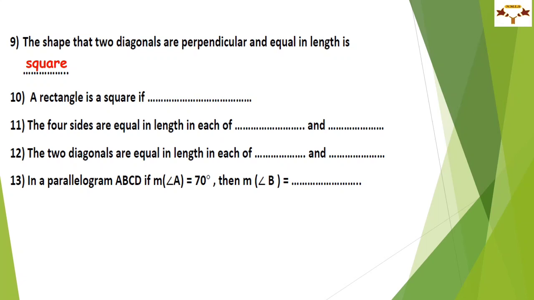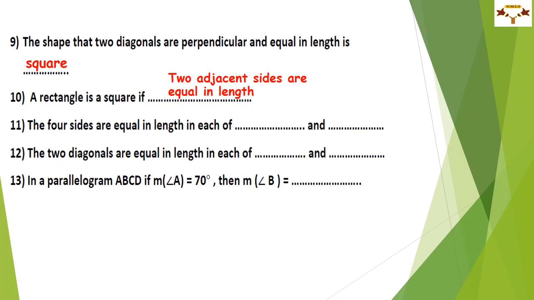Number 10. A rectangle is a square if blank. What is the condition that makes a rectangle a square? If two diagonals are perpendicular, or you can say two adjacent sides are equal in length. A rectangle is a square if the two diagonals are perpendicular or two adjacent sides are equal in length.